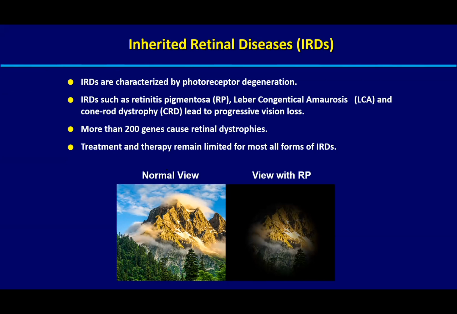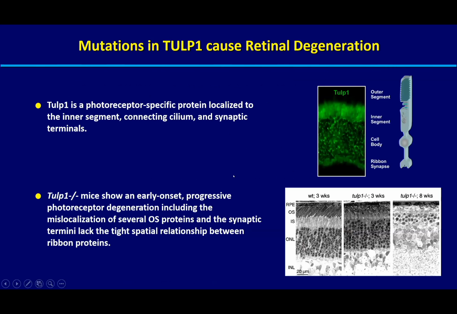So one of the primary goals in the field is to not only identify mutations and the functional consequences of these mutations, but very importantly, to identify the disease mechanisms in order to target specific pathways to generate therapies to slow or halt the vision loss. Next slide, please. My group focuses on a gene called Tulp1, which when mutated causes early onset severe forms of retinitis pigmentosa and Leber congenital amaurosis. And so I'm going to use this as an example for understanding disease mechanisms.